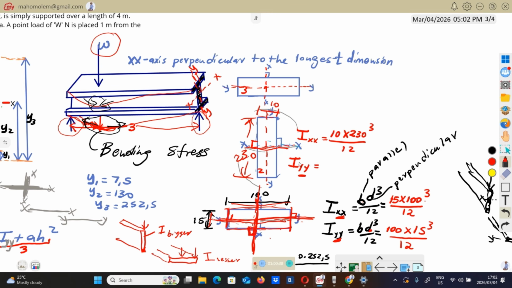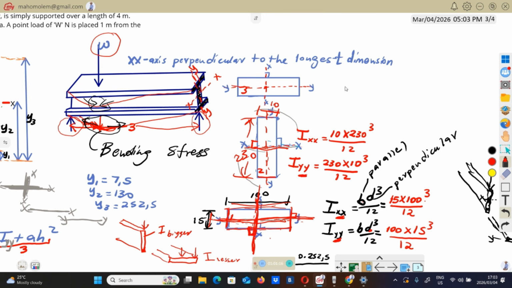IYY for rectangle number 2: the side parallel to YY will be B. So what is parallel to YY is 230. 230 is B, multiplied by D. D will be the side perpendicular to YY. This is YY. Perpendicular to YY is this side. So that perpendicular side, we're going to raise it to the power 3 over 12. So this is IYY and IXX for profile number 2.